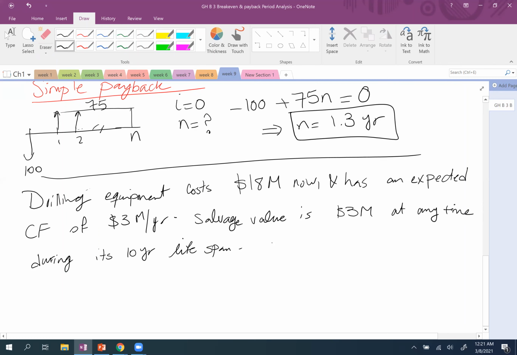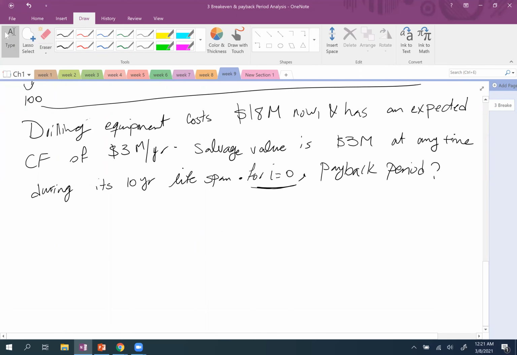So the question is, when you have simple payback period, it means when i is equal to 0%, determine your payback period. You're looking for the value of the payback period. So you have spent $18 million to purchase it, and it has a cash flow of $3 million per year. Salvage value will also be equal to 3 no matter at what time you sell it. So let's just solve this problem.